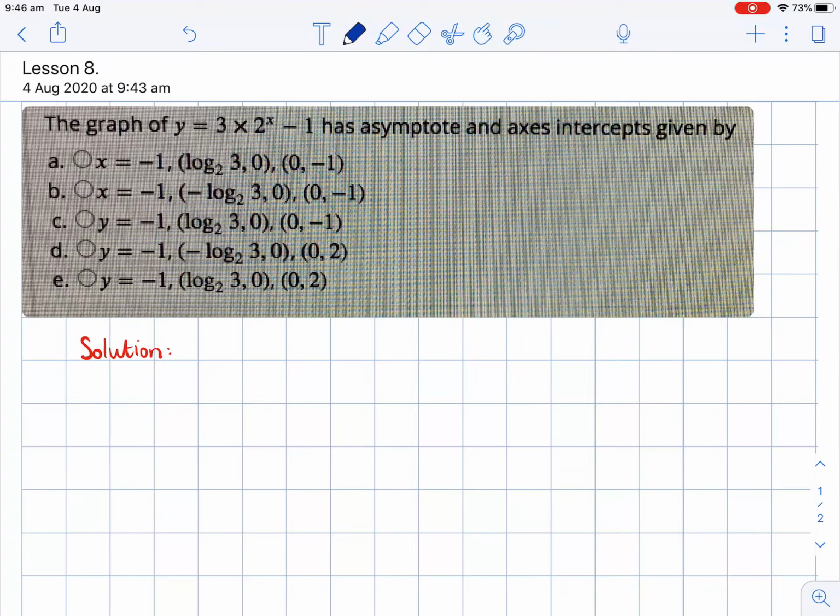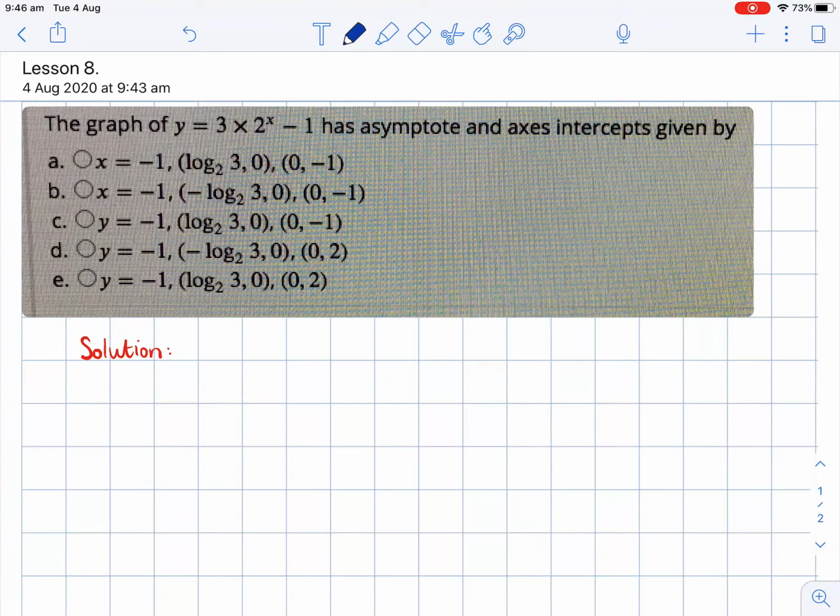Okay, this was our question for Engage today. The graph of y equals 3 times 2 to the power of x minus 1 has asymptote and axis intercepts given by, and we've got these options here. I think I just said x-axis intercepts, but it's just the axis intercepts. So I'm going to work through this.